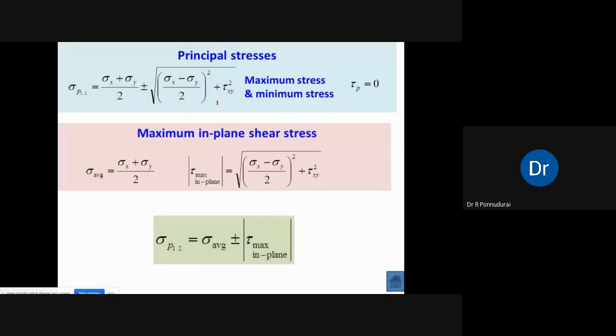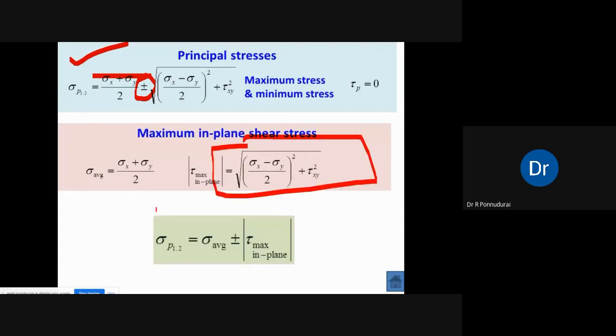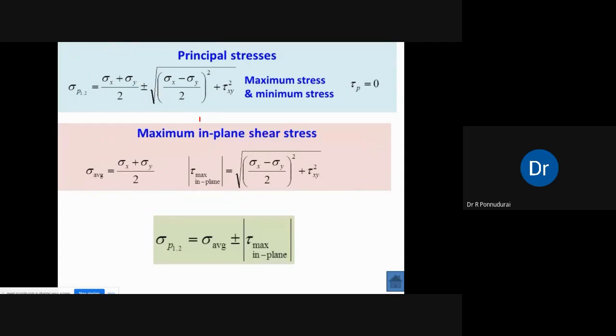So these are the solutions. We can get the principal stresses with plus or minus: plus for maximum, minus for minimum. Same way, the maximum in-plane shear stress will be given by this formula from the derivation. And here sigma average is equal to (sigma x plus sigma y) by 2. That is required for drawing the Mohr circle. So this is the derivation regarding the principal stress.